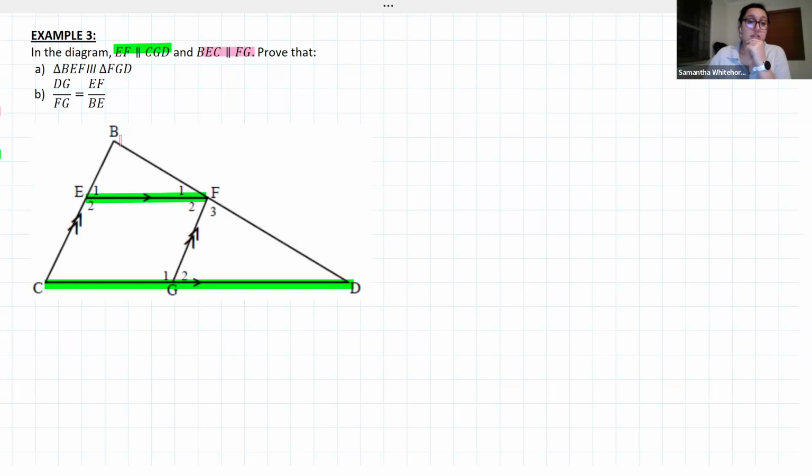I do apologize, that took me by surprise. So the slanted pink parallel lines, BEC and FG.